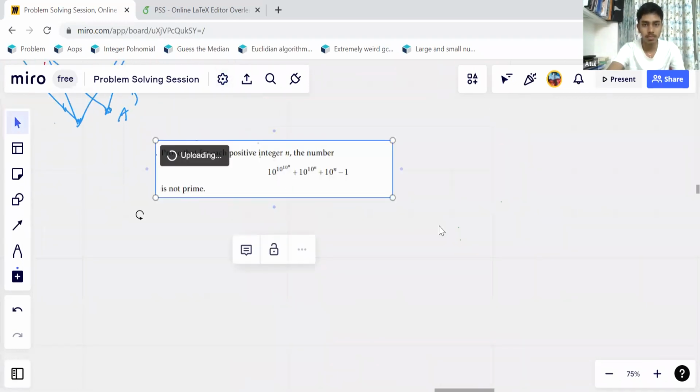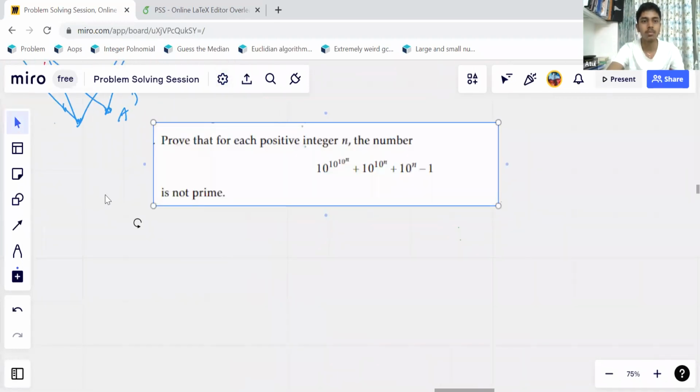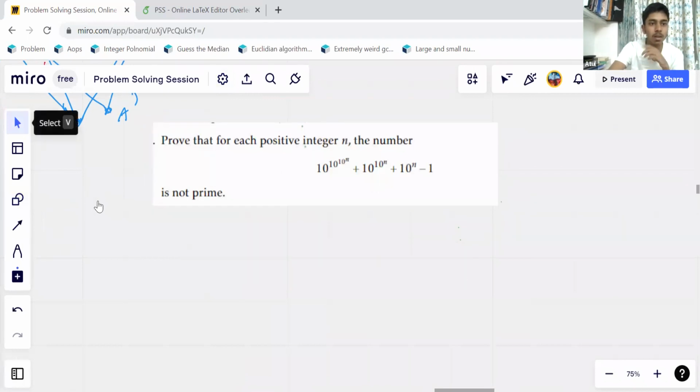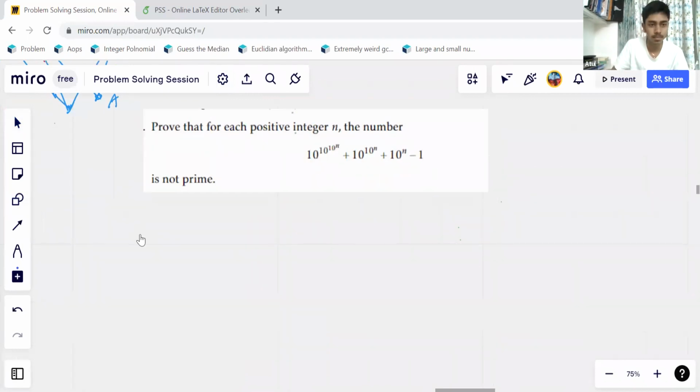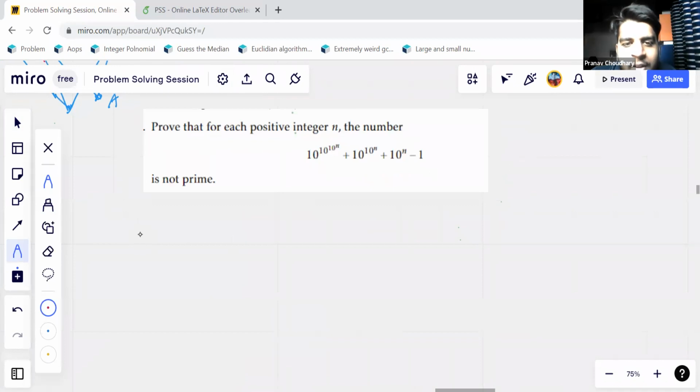Okay, we'll do 5, which I agree looks very cool. It just looks like you have to find a number for which modulo that thing just works, probably.